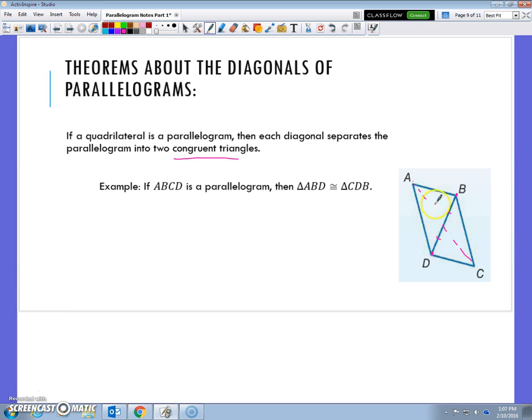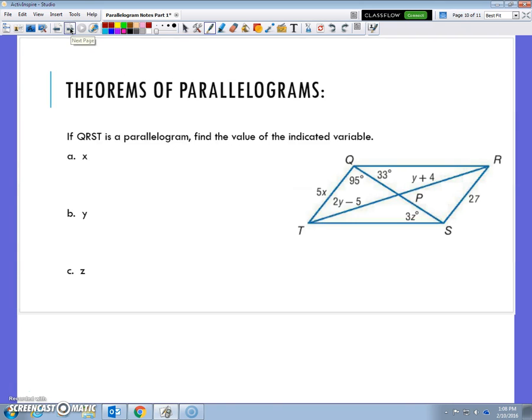This and this are equal. This and this are equal. We know that A and C are equal, D and B are equal. We also know that we have two congruent triangles. It would be this guy and this guy. So our diagonals will separate a parallelogram into two congruent triangles.